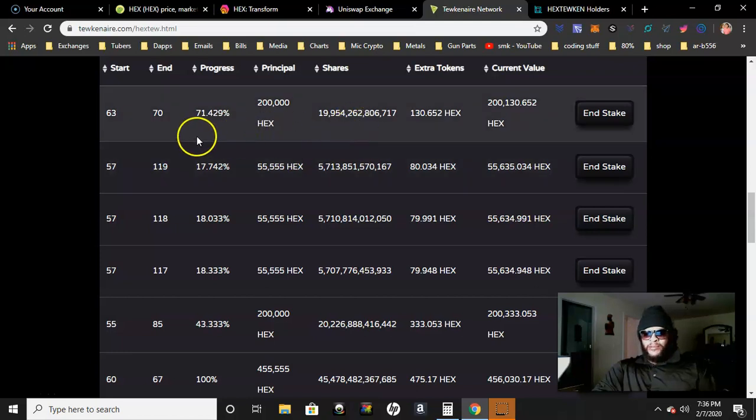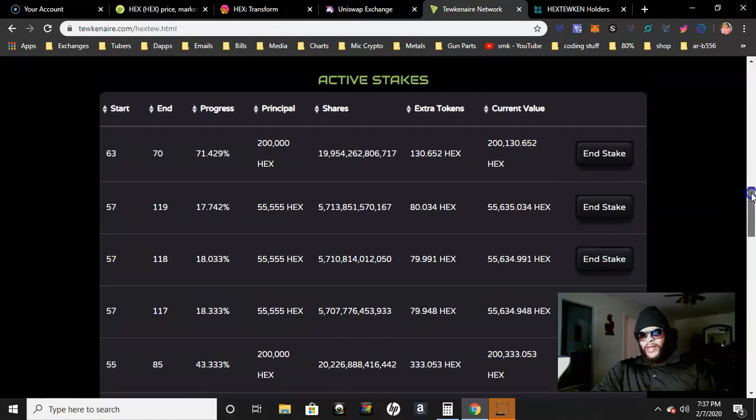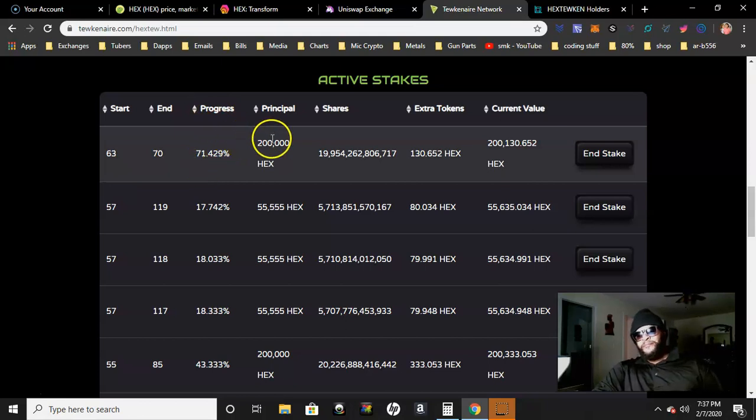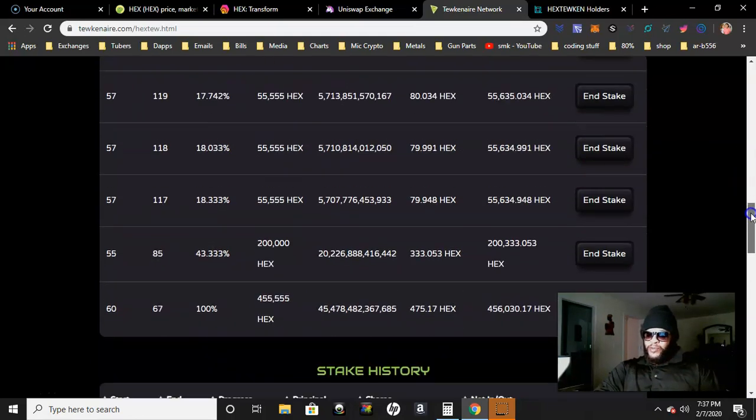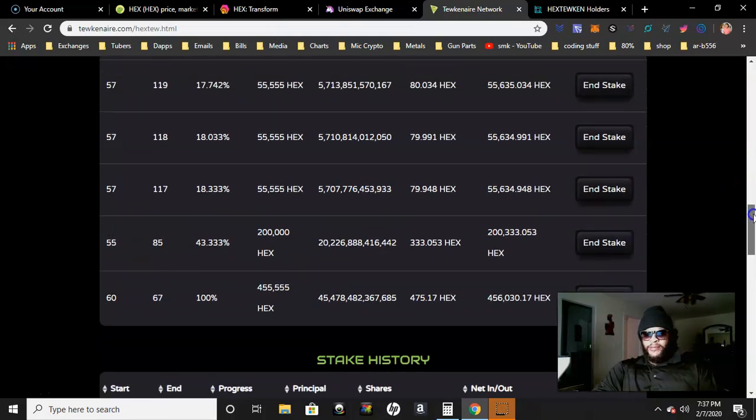These are some other hex stakes I did. Principal amounts: 200,000 hex, 71% done. Right here, I like how the breakdown is. If you go to your active stake history, it tells you the day you started, the day you finished, and progress, 71%. Principal amount, I don't know what that shares stuff is, but extra tokens is how much I've picked up thus far at 71%. Of course, this number will get bigger as this reaches 100%, but I'm not going to end stakes on these because there's a penalty to end early. You don't want to end them early.